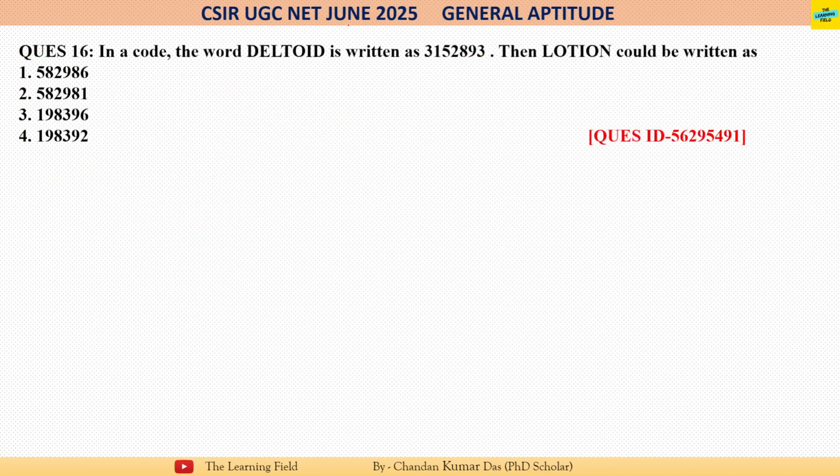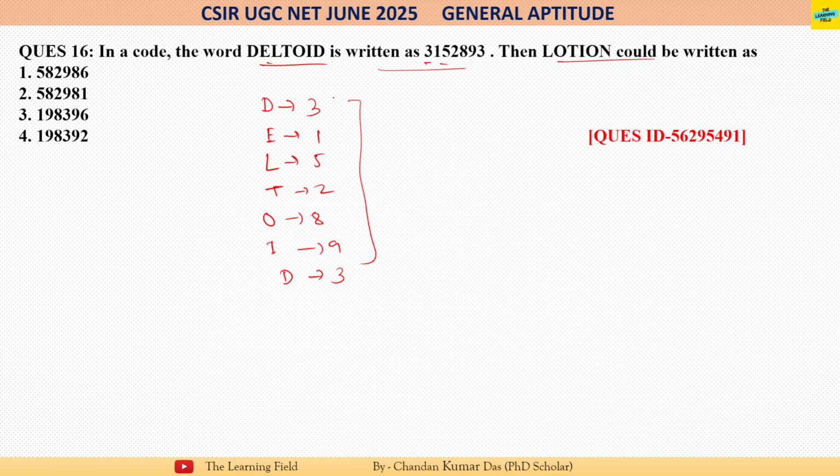Now going to the next question. D3E1, there is actually no intermediate relationship between these three. In code word this is written as this, then this. What is the code word? This is the question. If we simply see, D means 3, E means 1, L means 5, T means 2, O means 8, I means 9, D means 3. Now, there is no intermediate relationship.